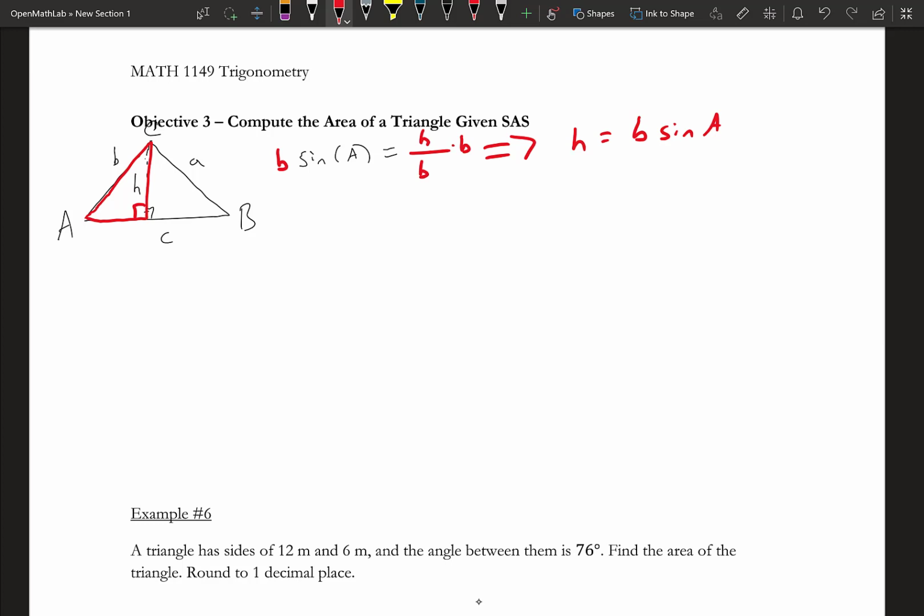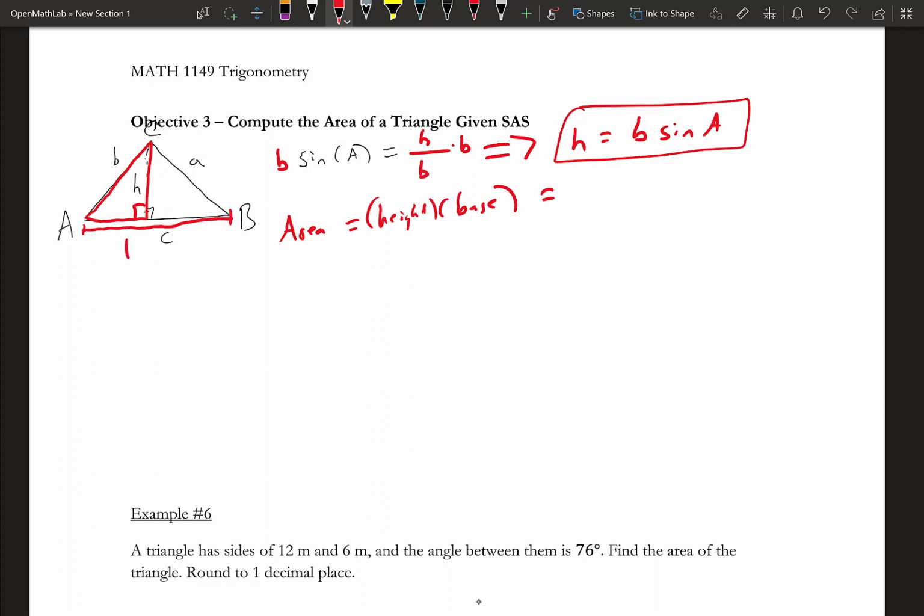So the reason why I did that is, now I have an expression for the height of the triangle, because the area of a triangle is equal to the height times the base, right? And the base of a triangle is always going to be the side that's perpendicular to the height. So in this case, this part is the base, because things that are perpendicular meet at a 90-degree angle, right? So this would be equal to the height, which would be b times sine of A, and then times the base, which is this little c.